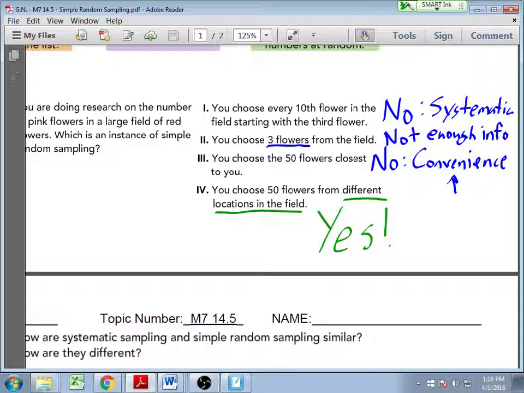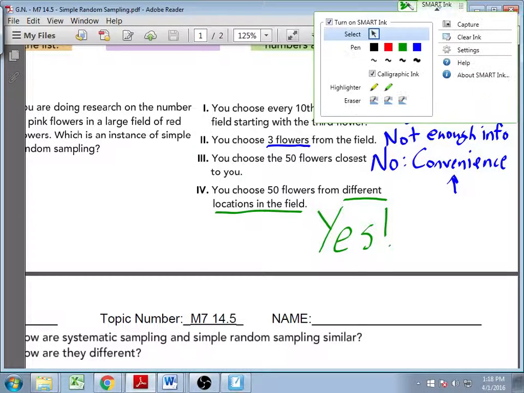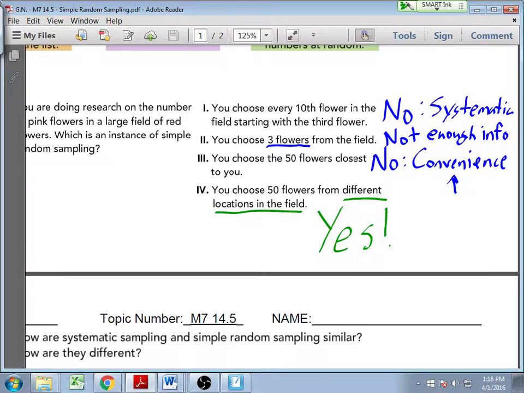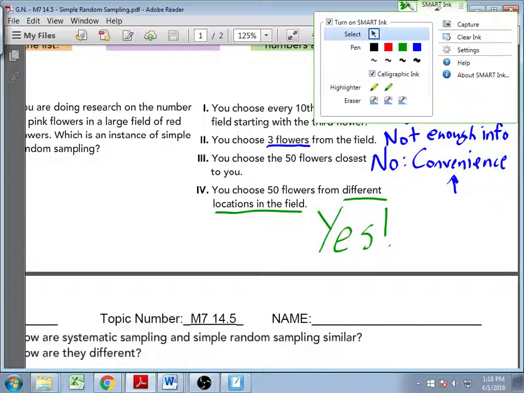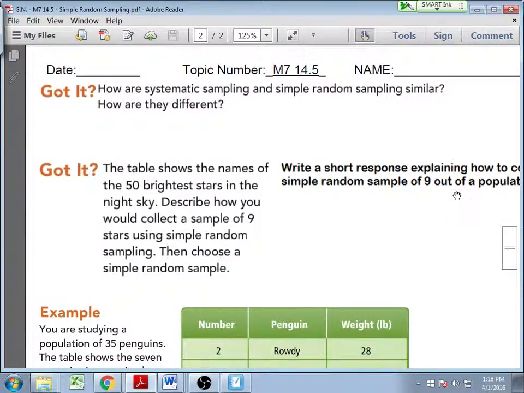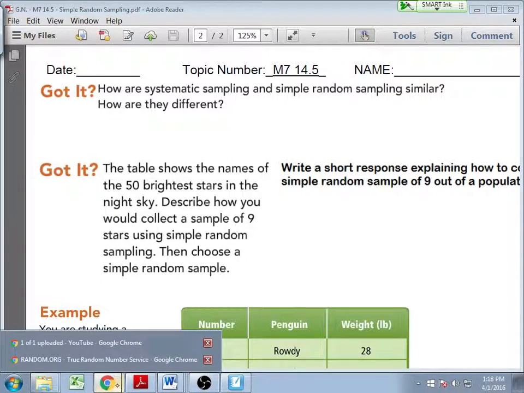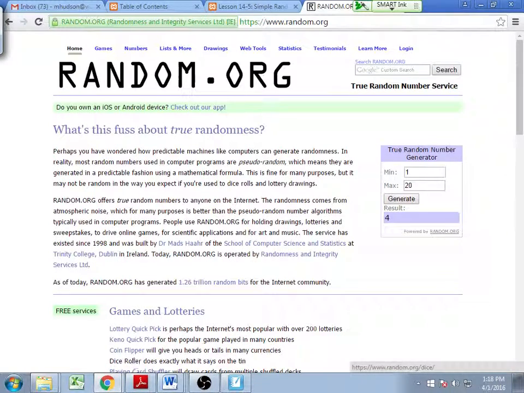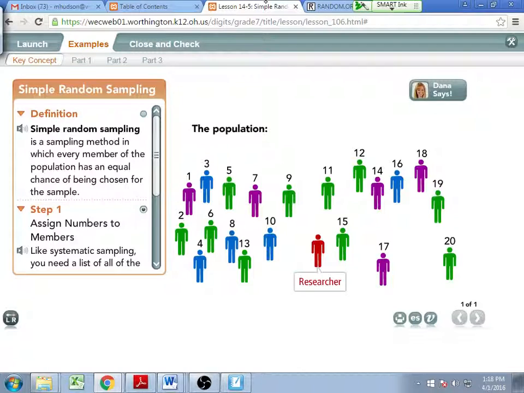I will normally give you easier populations, like people or items that are physical, where there's a limit, a quantity. We know the population. A field of flowers is kind of a hard population to work with. I'm going to be nice and just ask that you write a couple of these on your paper for similarities and differences.